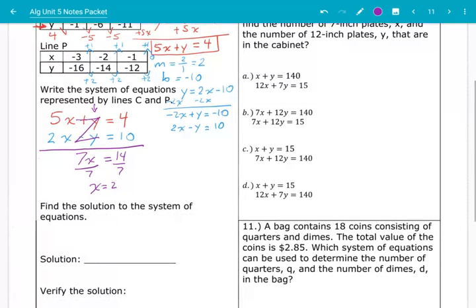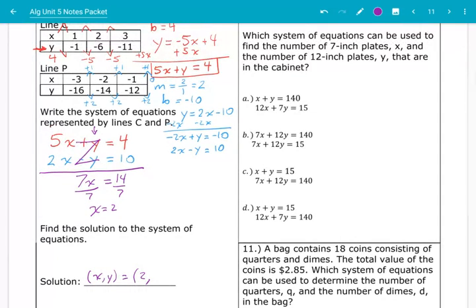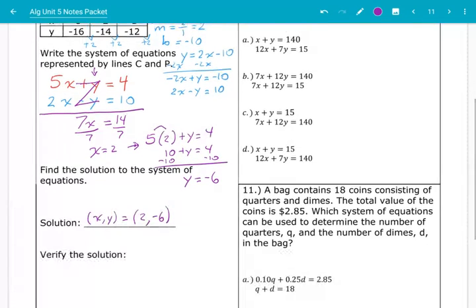So find the solution. X, y equals 2, comma, something else. Let's plug it back into the easy one here. Well, top one, that's fine. 5 times x, which is 2, plus y equals 4. 5 times 2 is 10, plus y equals 4. Subtract that 10. So that gives me y equals minus 6. There we go. Y is minus 6. Here's my 2 answers.